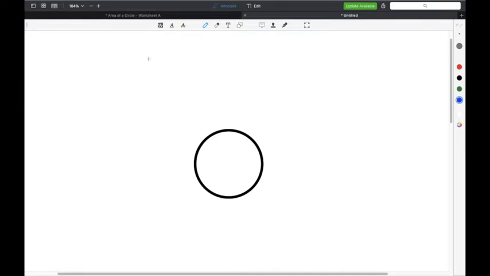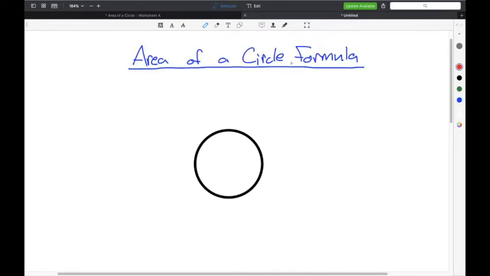In order to find the area of a circle, you have to use the area of a circle formula. This formula says that the area of a circle is equal to pi times the radius squared. The radius is from the middle point of the circle to the outer edge. It does not matter which way you draw the radius because the distance from the center of the circle to the outer edge will be equal no matter where you draw it.